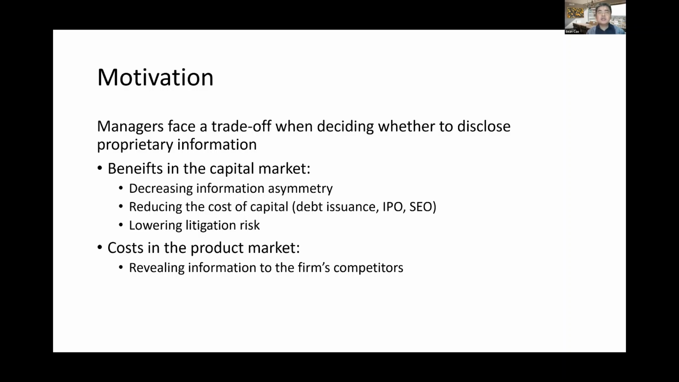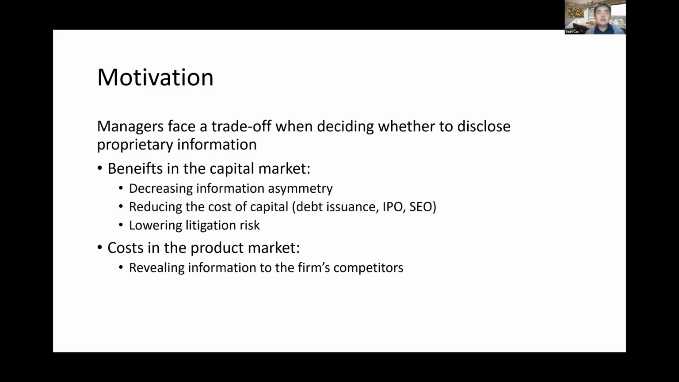So on the one side, managers want to disclose information because they want to make shareholders happy. They want shareholders to trade on their stocks. They want to make the creditors happy, because if I don't disclose information, creditors will not lend money to me or they charge a high interest rate. I want to make regulators happy, because if I don't disclose, the regulator will chase me and give me some trouble. So on one side, managers want to disclose more information to make shareholders, regulators, and creditors happy.